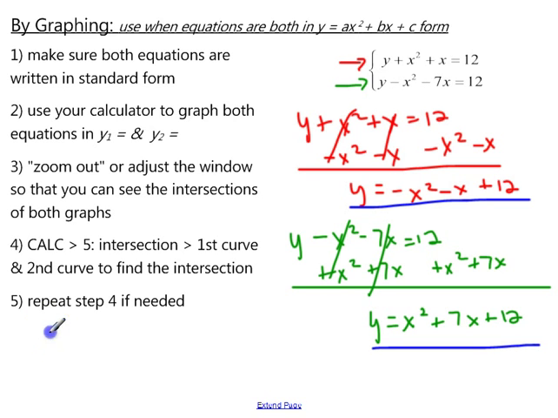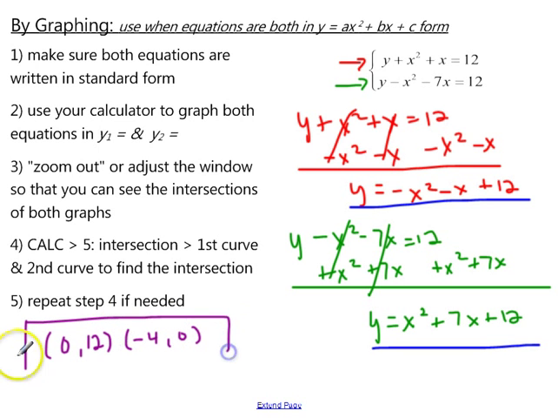So when we write our final answers, remember we had 0, 12 as one of the solutions, and -4, 0 as another solution. So these are the two solutions we found by graphing.